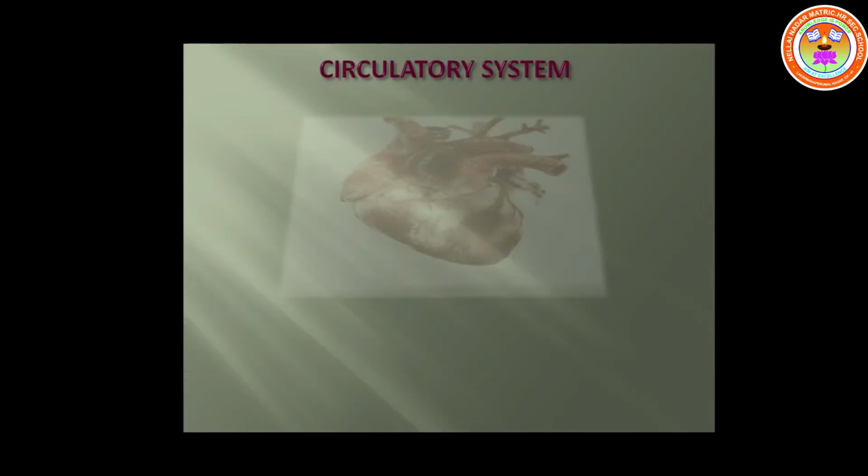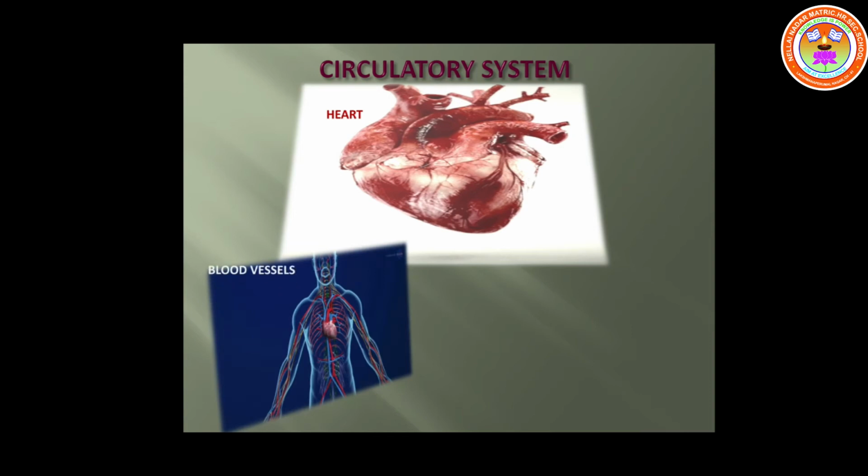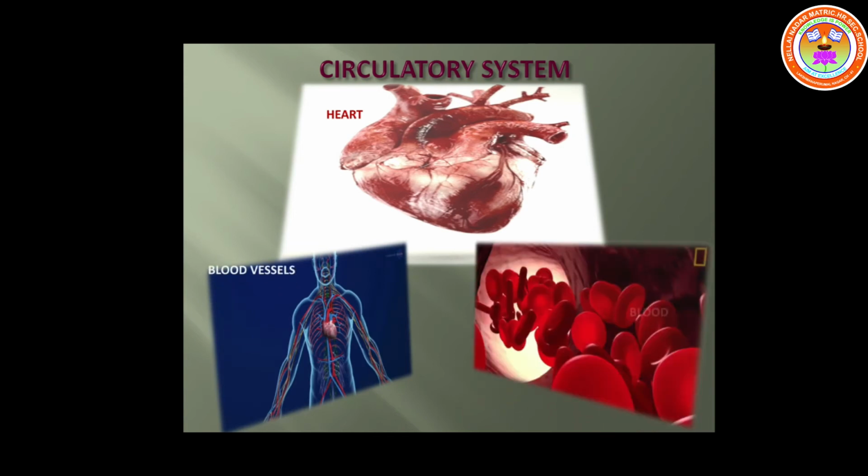The circulatory system is one of the important systems in our body consisting of heart, blood vessels and blood.